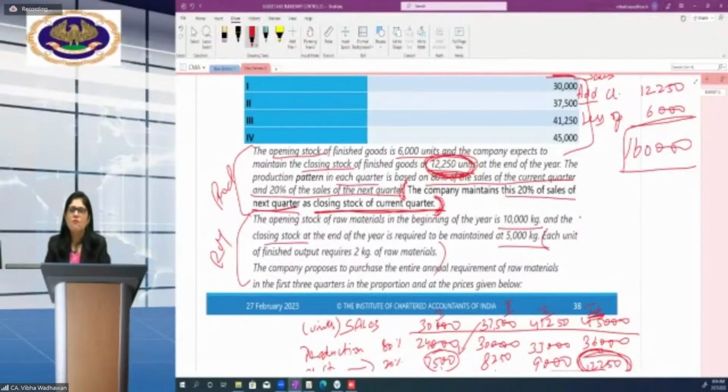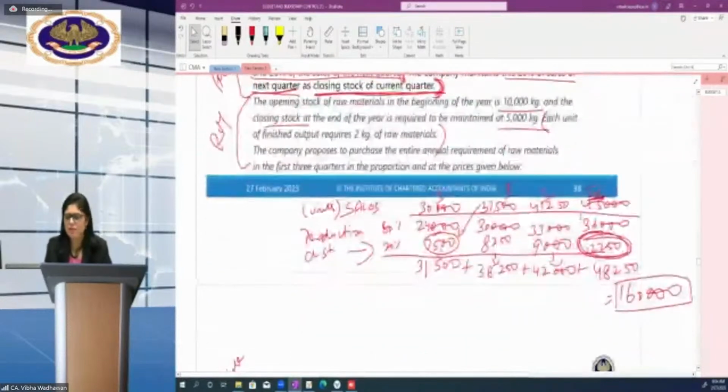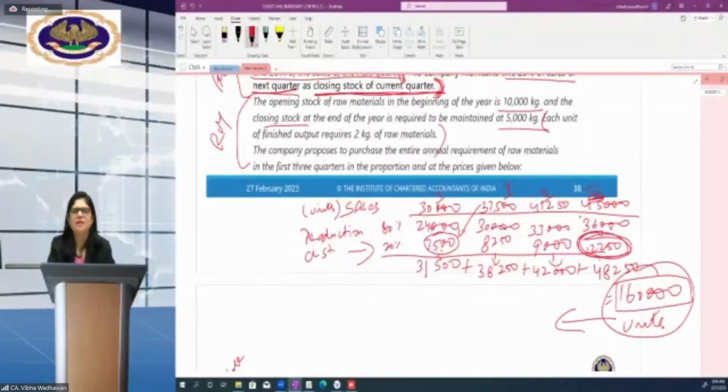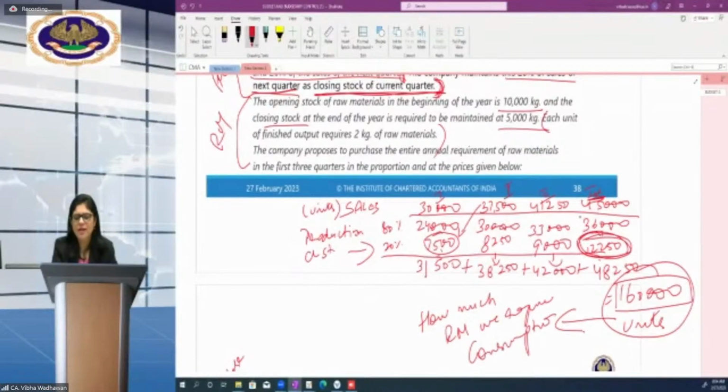I'm repeating. We have calculated the current production we have to make. Current production is 1,60,000 units we need to produce. To produce these 1,60,000 units, how much raw material do we require? That is the consumption budget. Now, the information is that each unit of finished output, the production which we have done, requires 2 kgs of raw material. So 1,60,000 is the total basically.